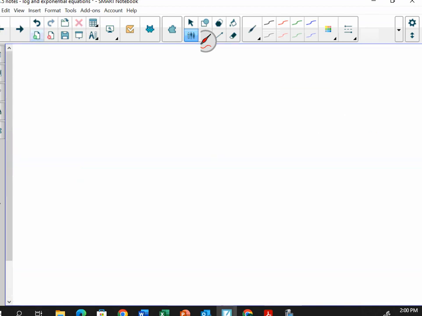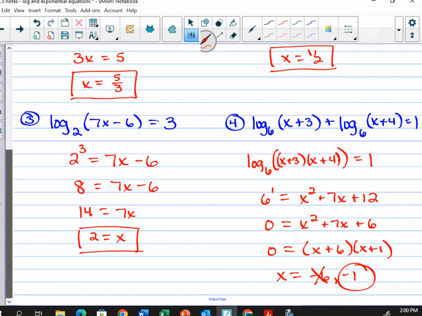Let me show you why. Think if I had log base 2 of negative 8 equals x. Is there some exponent that will turn 2 into a negative 8? No. Okay, so this number in here cannot ever be negative. It doesn't work. There's no way that you can have an exponential equal a negative number. Okay? All right, let's try again.